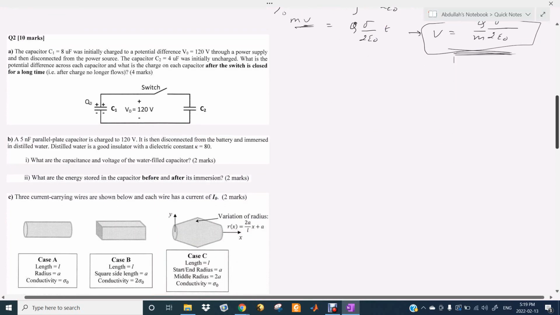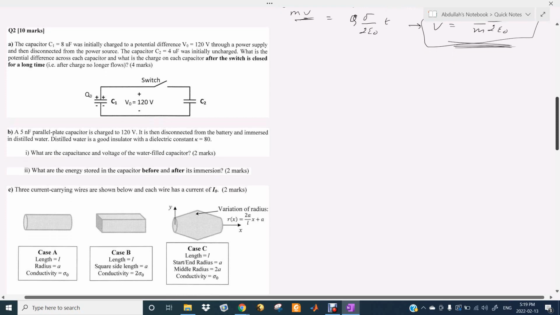For question 2, it says that you have two capacitors here. C1 is 8 microfarad, and C2 is 4 microfarad. Initially C1 was charged and placed in the circuit with a voltage of 120 volts, and C2 was uncharged.